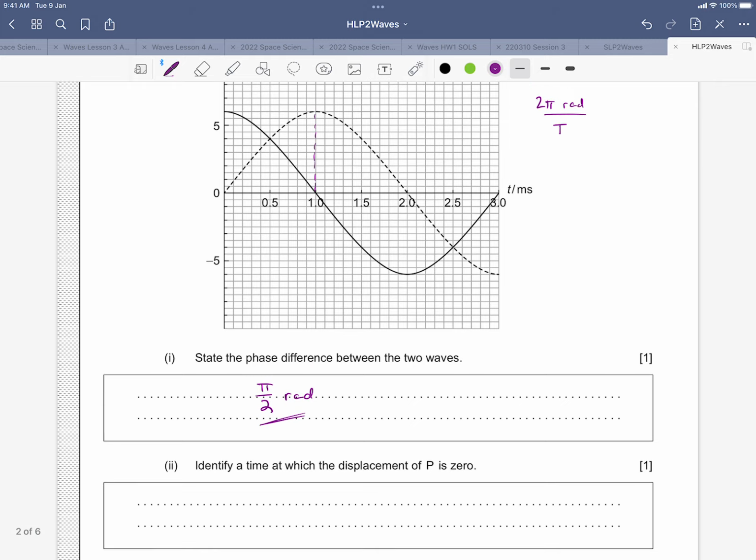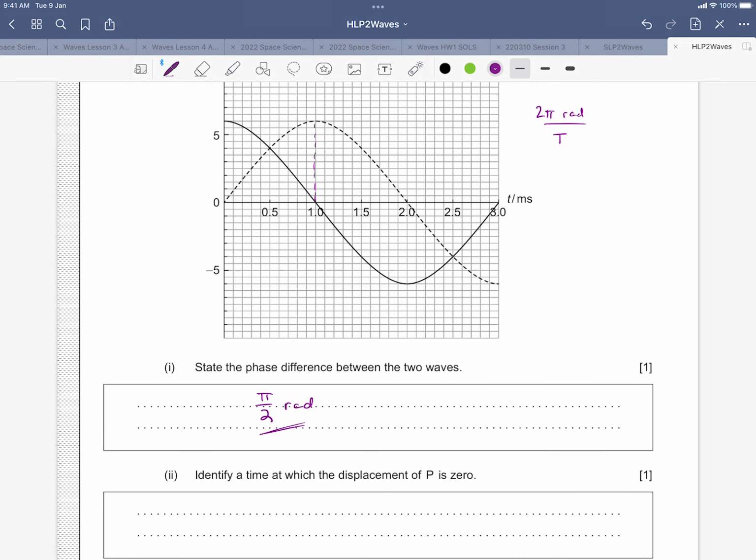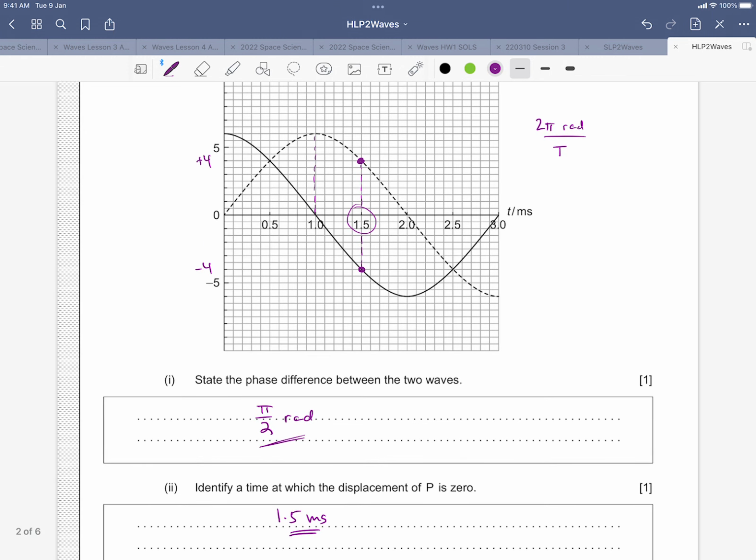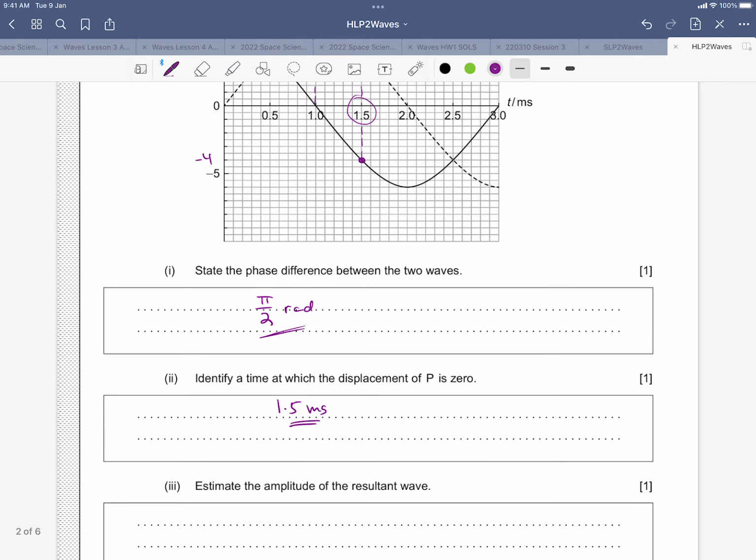Identify the time at which the displacement is 0. Okay, well, we know we have to add the two separate displacements to get the net displacement. And we can see around 1.5 we get displacements that are equal but opposite. One wave is displacing the medium 4 up. The other wave is displacing the medium 4 down. They're going to add up to 0. So it's at 1.5 milliseconds where the displacement is 0, but it's not always going to be 0. You know, this point is oscillating as a result of this superposition. But at this time, it's definitely 0.